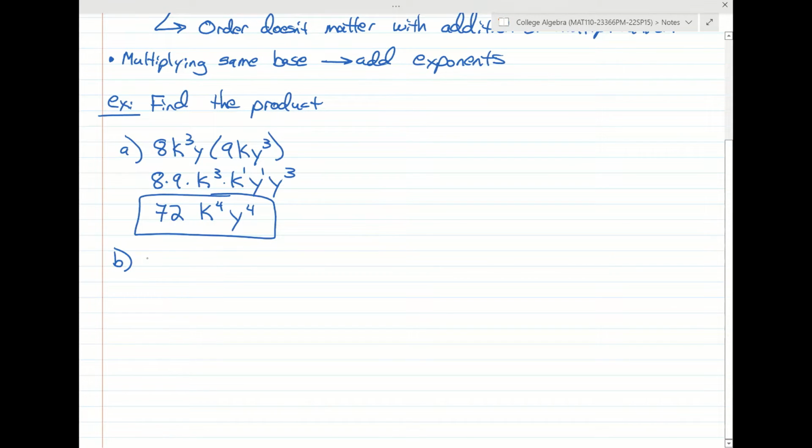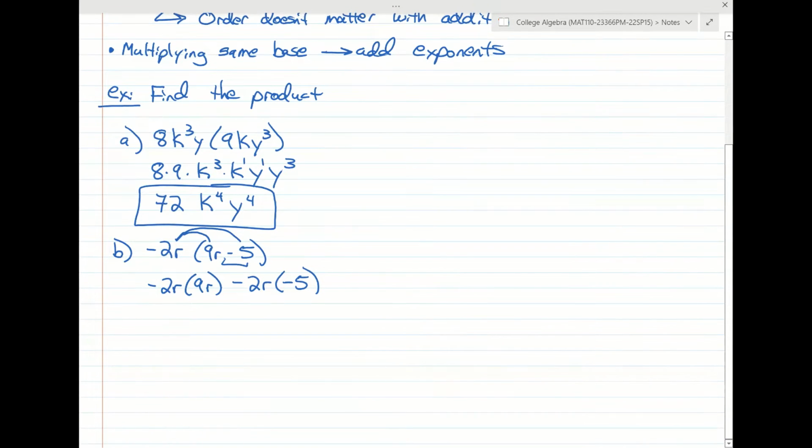If we had a monomial, remember we learned about that last class, monomial just means single term, times a binomial, 9r minus 5, we could use what's called the distributive property here, where we multiply negative 2r times everything in that second parentheses. So we're going to do negative 2r times 9r, and then we're going to do negative 2r times negative 5. Remember, you're multiplying by negative 5. The sign belongs to the number.